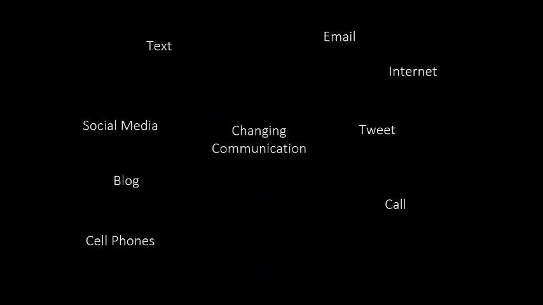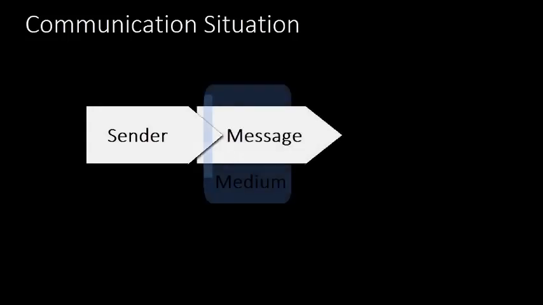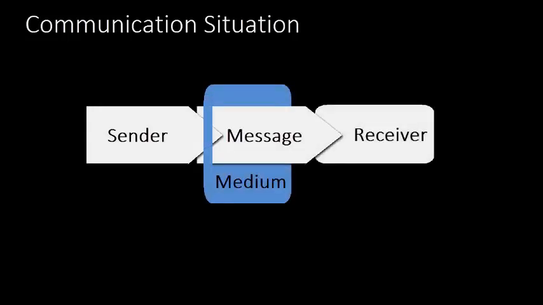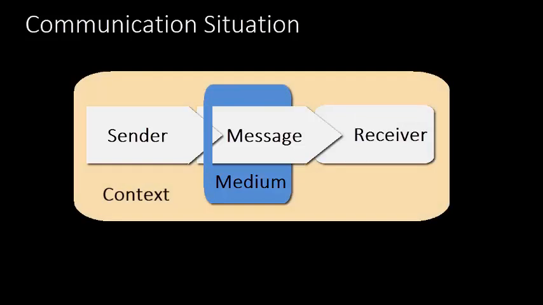One way to help students understand all of the different types of communication that they are receiving and sending is to teach them about the communication situation. All communication includes a sender, a message, a medium, a receiver, and a context. This straightforward approach to communication will help students unlock all kinds of different communication situations.